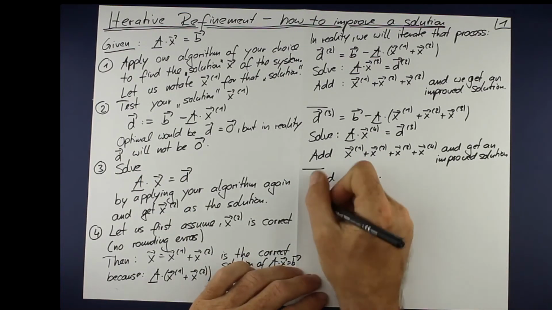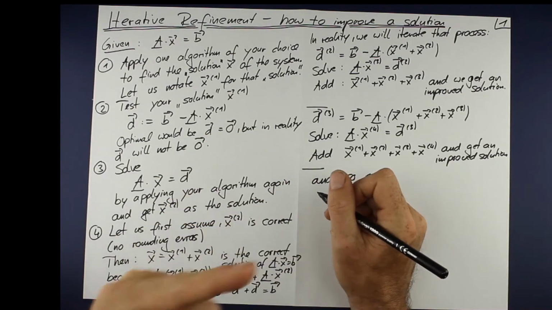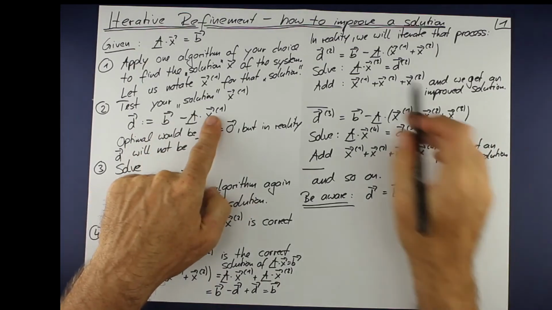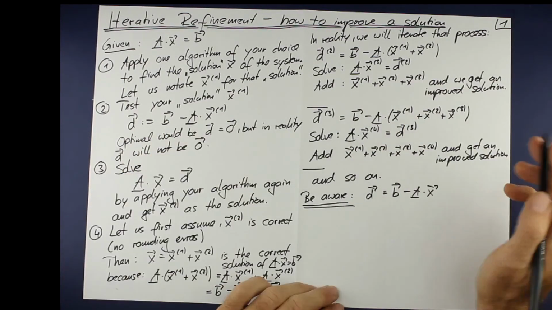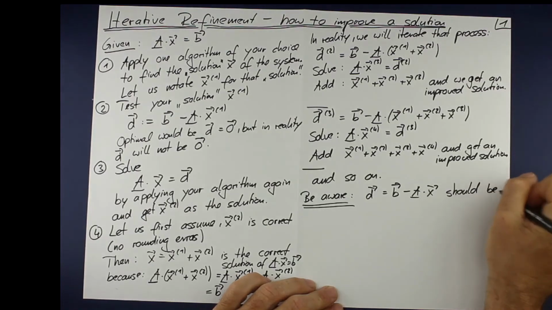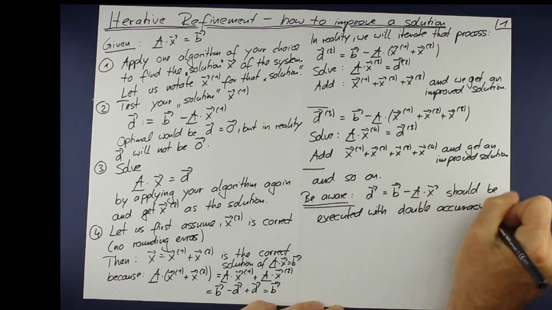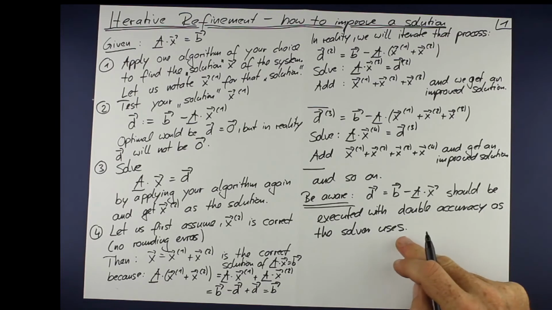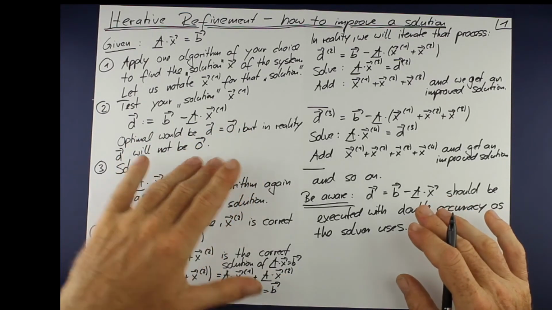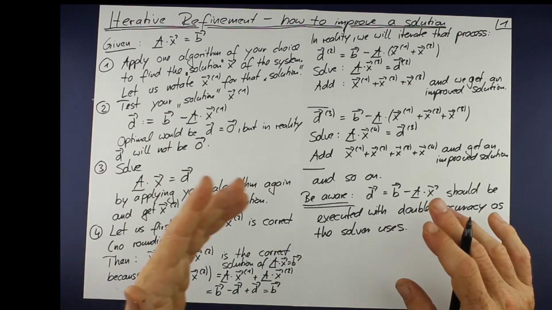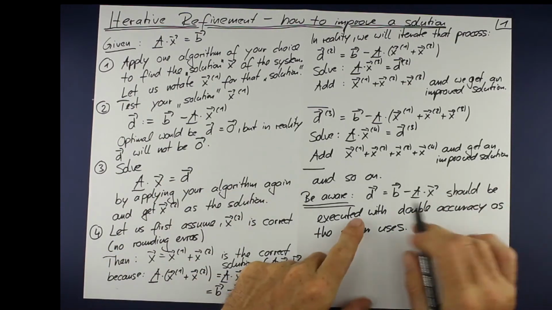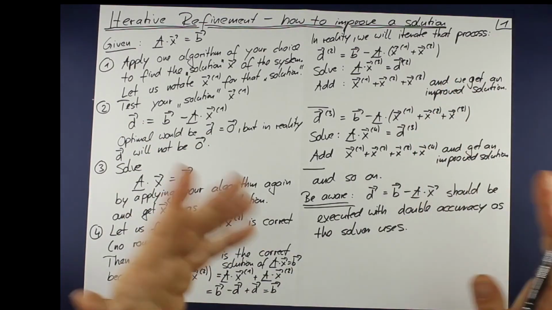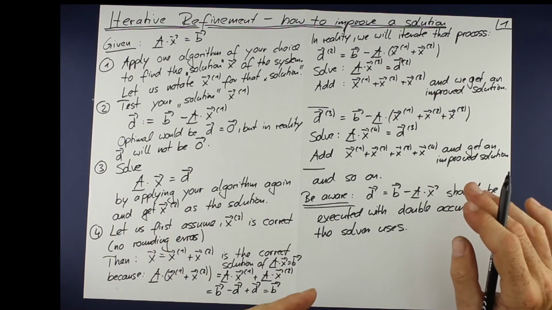One important thing, we don't want to go too much in detail, but this is really important. These operations, this one, this one, this one, should be executed with double the accuracy as the solver uses. So if 64 bits are used for the operations, for the LU decomposition and so on, then for this operation here, here and here, we should use 128 bits or even more, but at least double the accuracy.